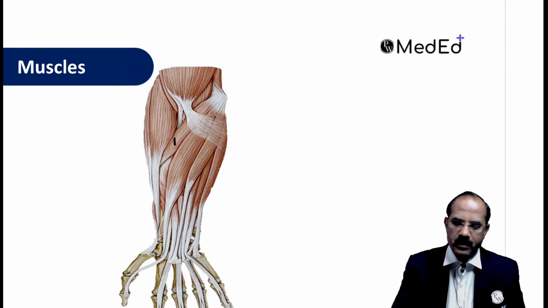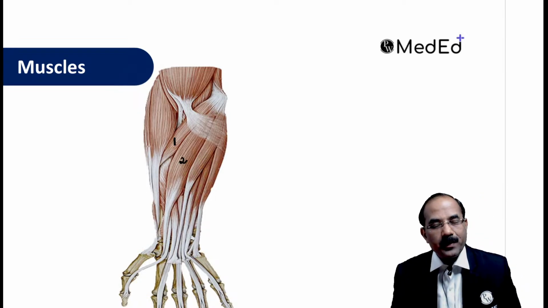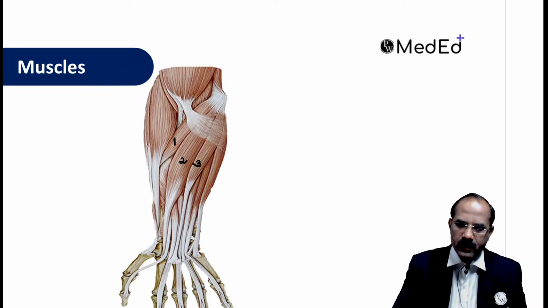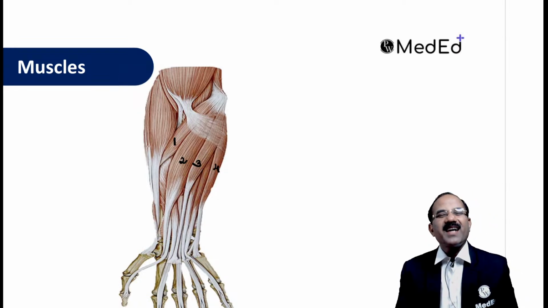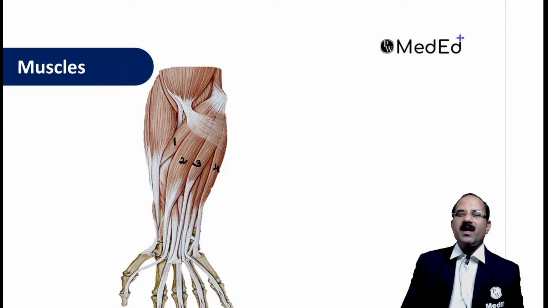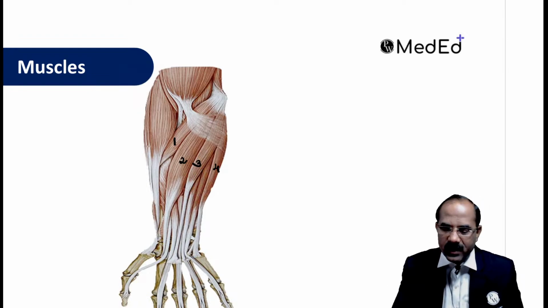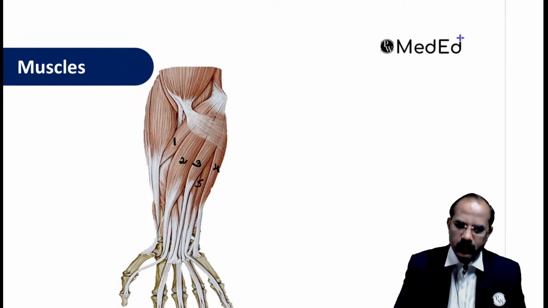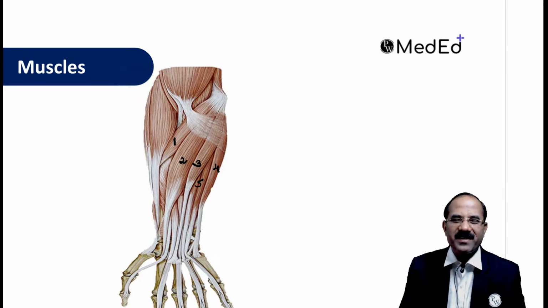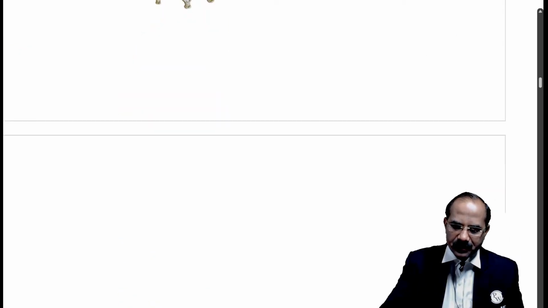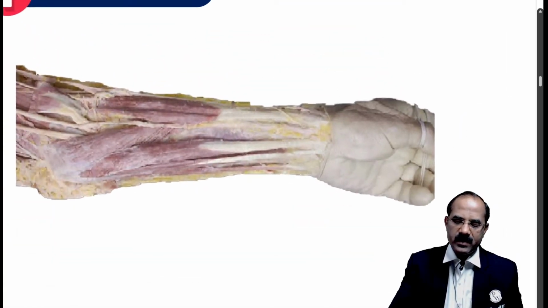Number one, superficial muscle, that's the pronator teres. Number two, that's the flexor carpi radialis. Number three, that's the palmaris longus. Number four, that's the flexor carpi ulnaris. Now the intermediate one that you are seeing, that's number 5, the flexor digitorum superficialis. Okay. Now just have a look at this slide, students.